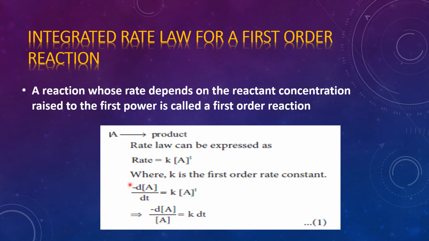I already explained why I am mentioning the minus here. The change in concentration of A at different times: -d[A]/dt equals k[A]^1. So -d[A]/[A] equals k dt. It is a simple rearrangement: dt goes to the right side and [A] comes to the left side.